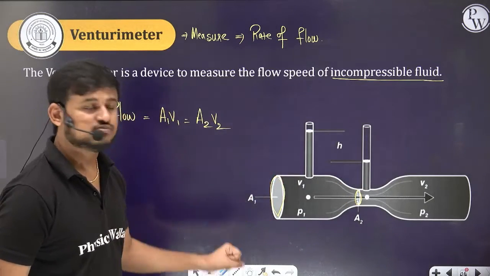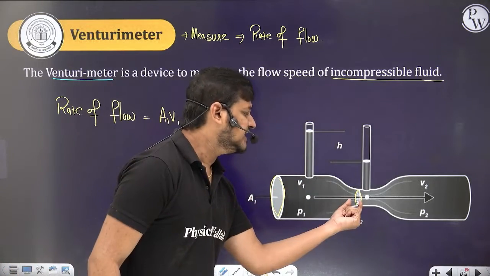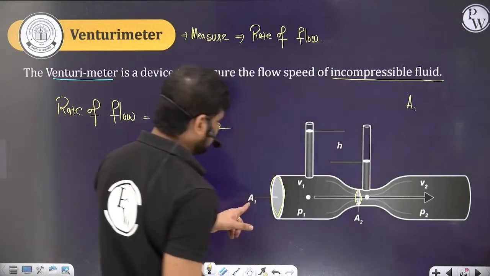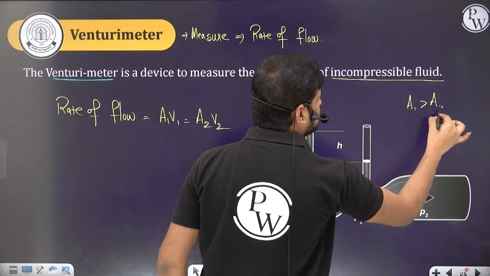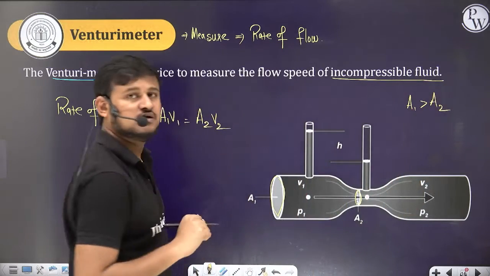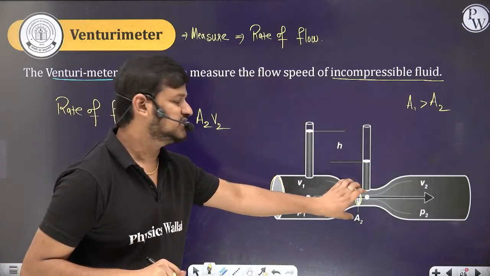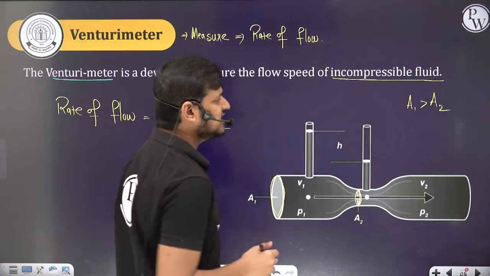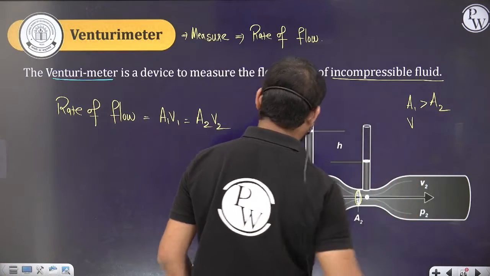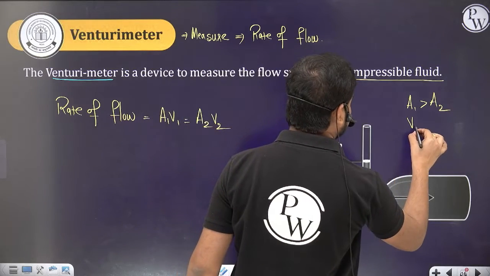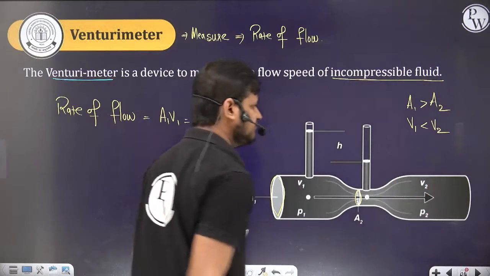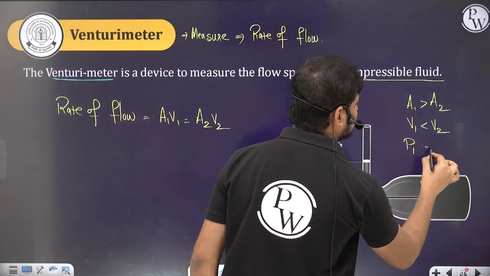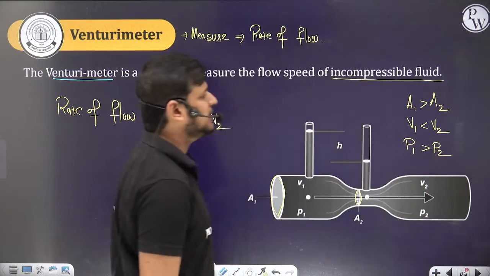So wherever the area is more, the velocity will be less, and wherever the area is less, the velocity is more. In this particular case, the area A1 is greater than area A2. So one is a larger cross sectional area and this one is a smaller cross sectional area. Here the area is more, so the velocity is less. So velocity V1 is less than velocity V2. Wherever the velocity is less, the pressure will be more, so the pressure at P1 will be greater than the pressure at P2.